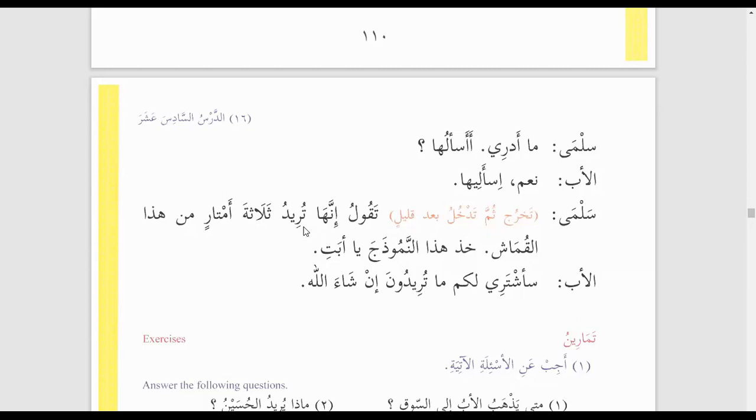She says she wants three meters of this cloth. Taqul, she says, now refers to the mother. If I'm talking to you, I will say madha taqul, what are you saying? But when we say taqul, it refers to the mother. She says inna-ha. Why is it inna-ha? Why not anna-ha? Come on, quickly.